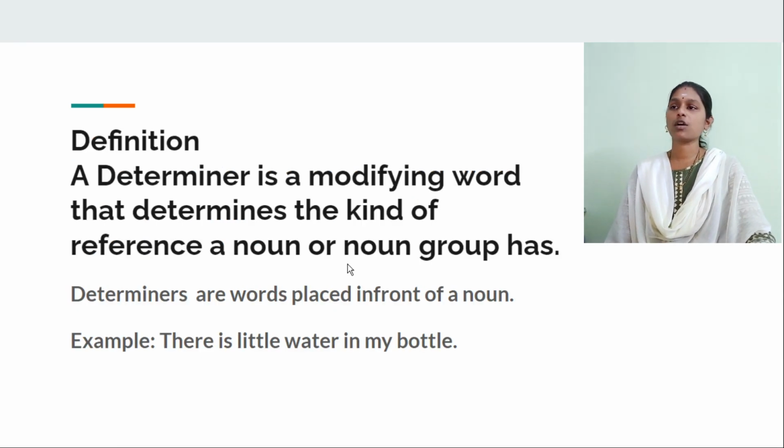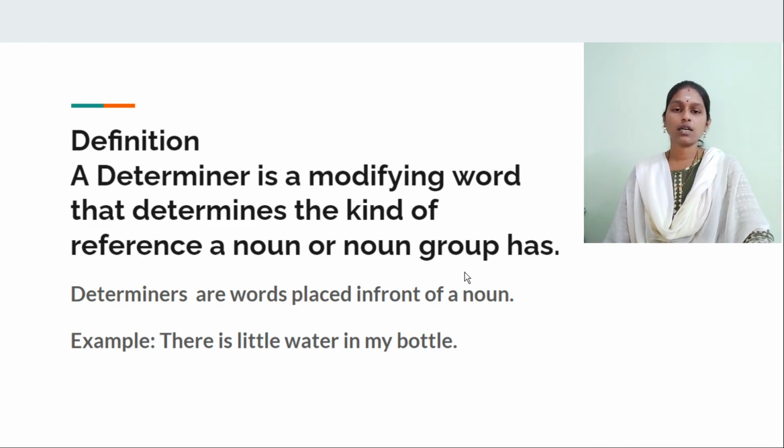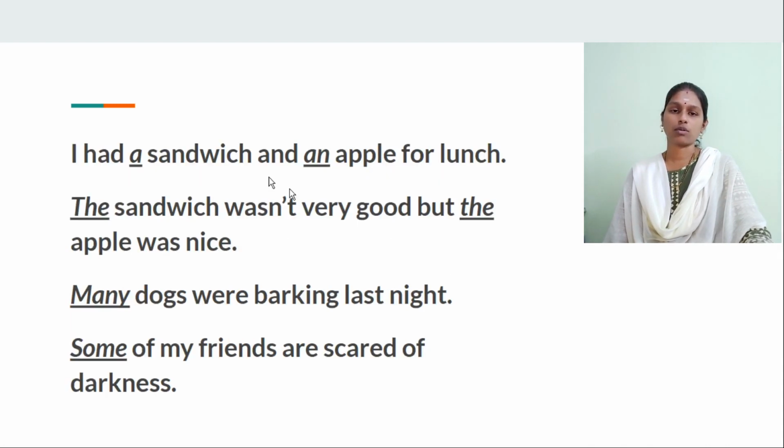So what are these determiners? A determiner is a modifying word that determines the kind of reference a noun or noun group has. There, a sandwich means one sandwich. The letter a refers to the noun, whether it is one or so many. A shows one sandwich.